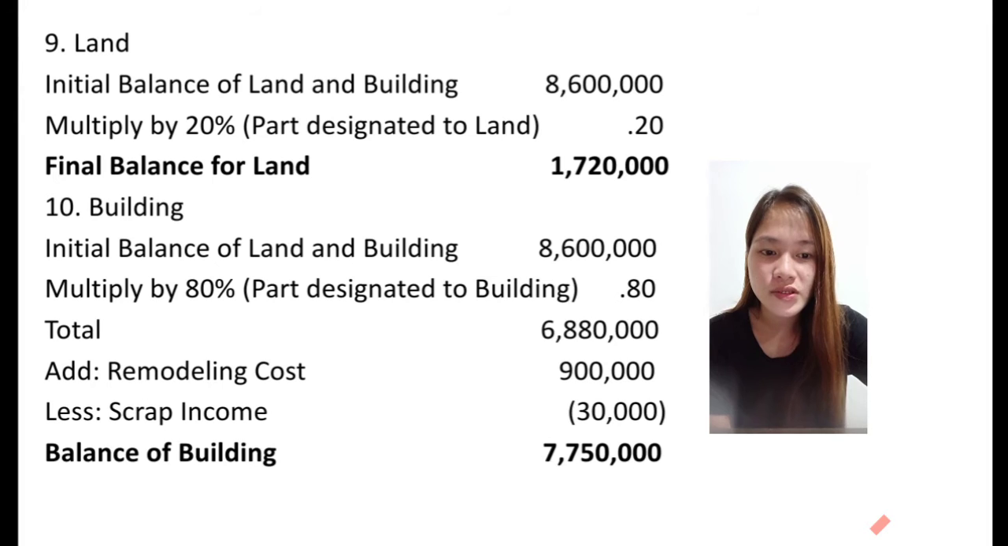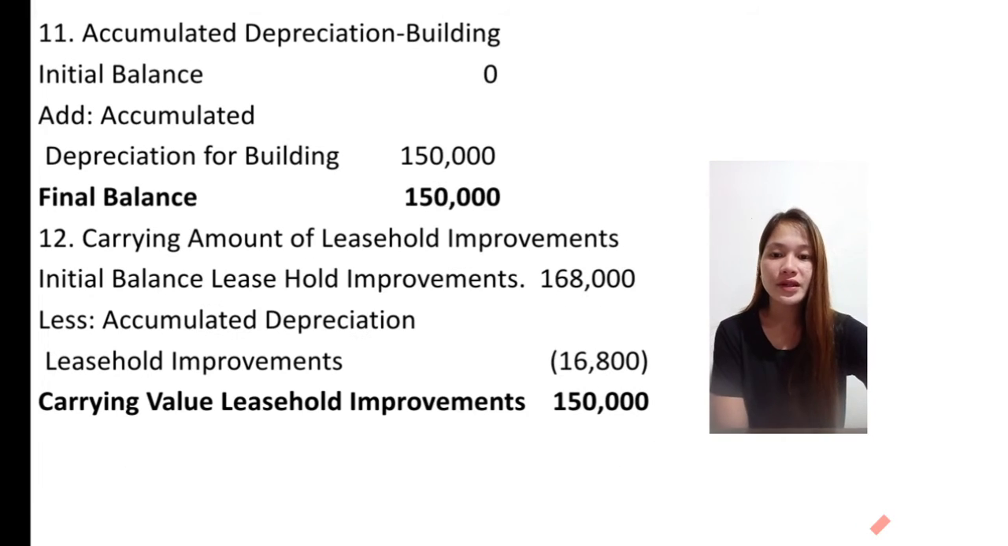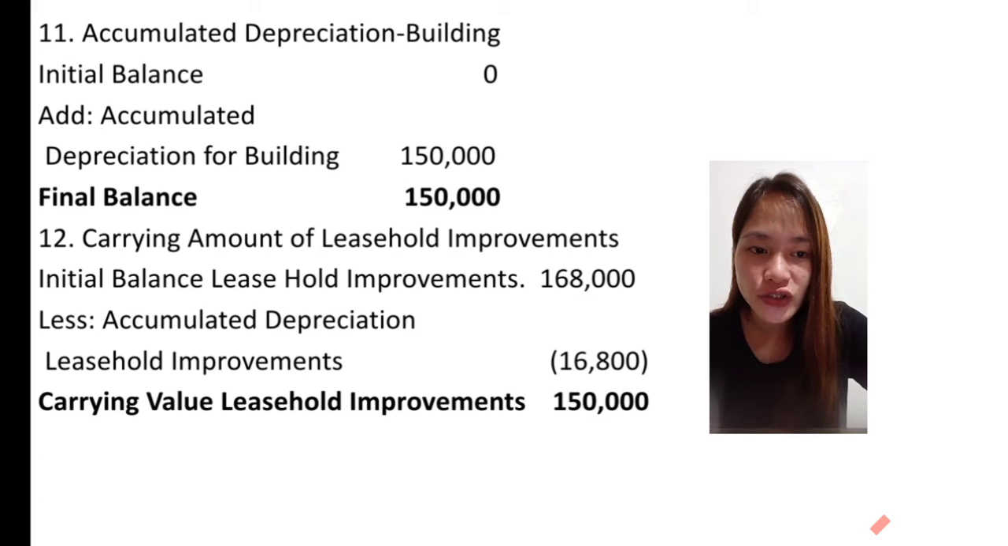Number 10, find the balance of building. So the initial balance of land and building is 8,600,000 pesos. It will be multiplied by 80%, which is the part designated to building. So the total balance is 6,880,000 pesos. Add the remodeling cost 900,000 pesos, less the scrap income. So the balance of building is 7,750,000 pesos.